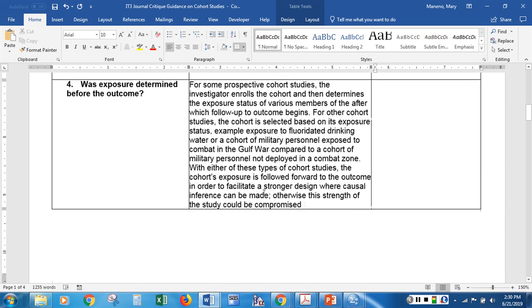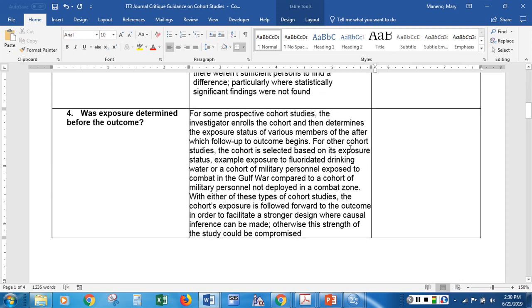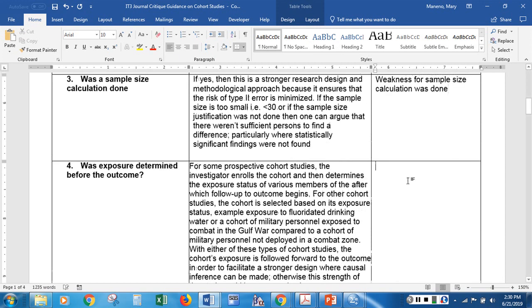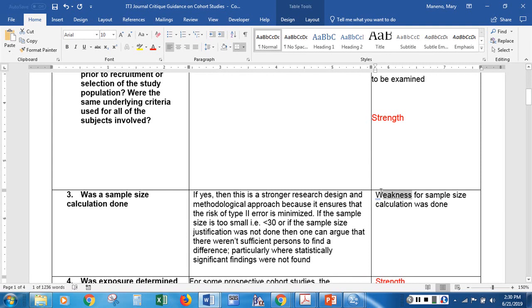Okay. Was exposure determined before the outcome? And this was done, right? Because they looked at mortality at the end, so this is something that was definitely done, and this is a strength. It seems obvious, but you just have to make sure that it was done in the particular study. So this is a strength, this is a weakness.